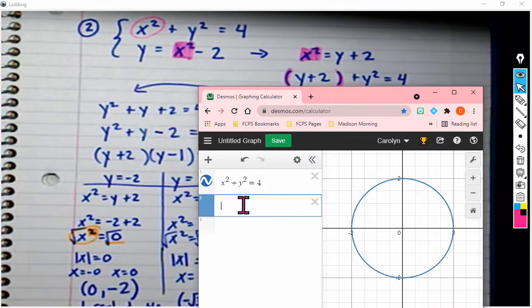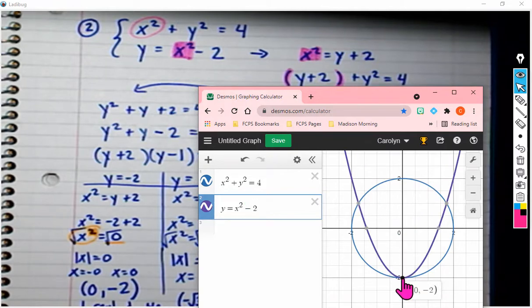Now let's graph the other one. Y equals x squared minus 2. Look at that tangent point right there. Repeated factor. Tangent point.